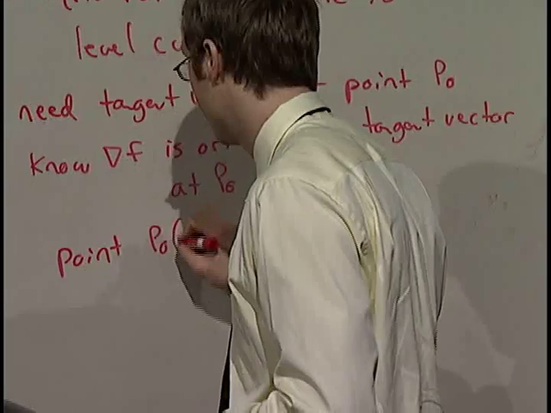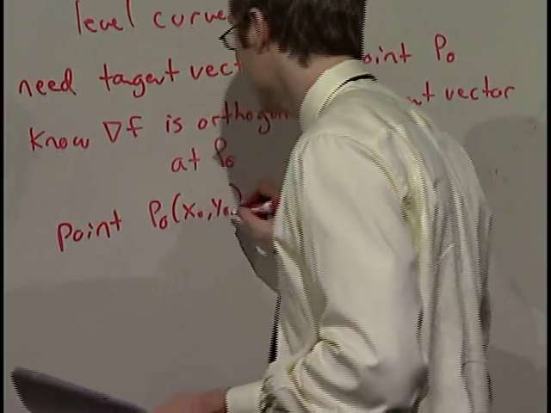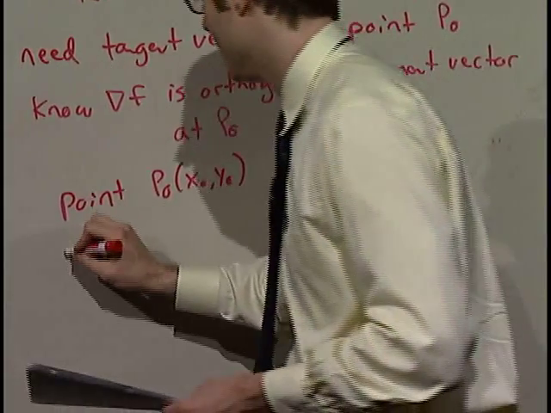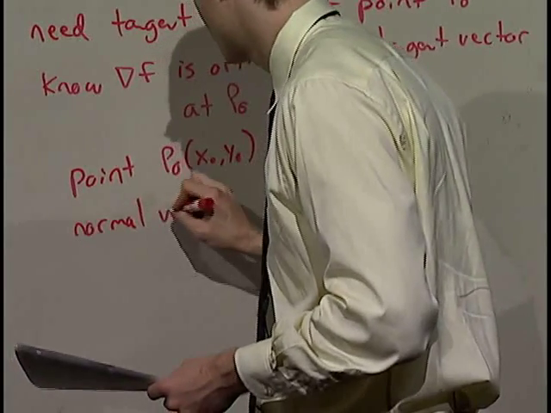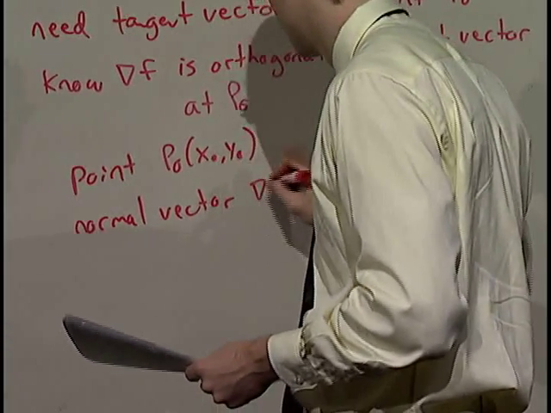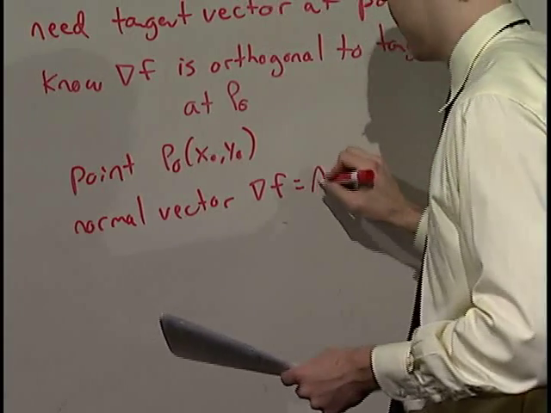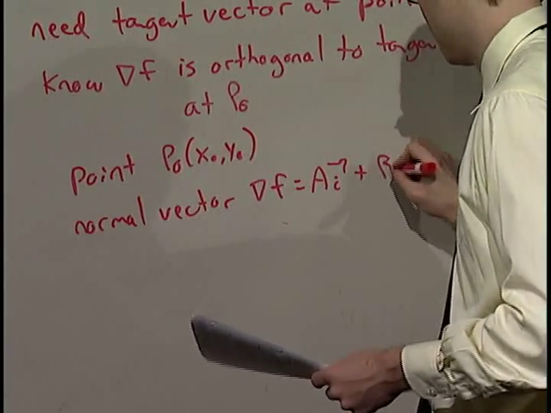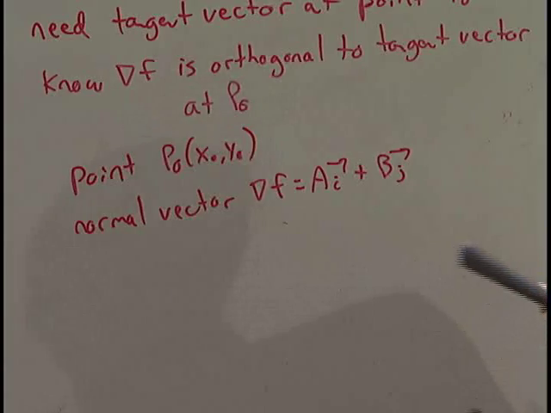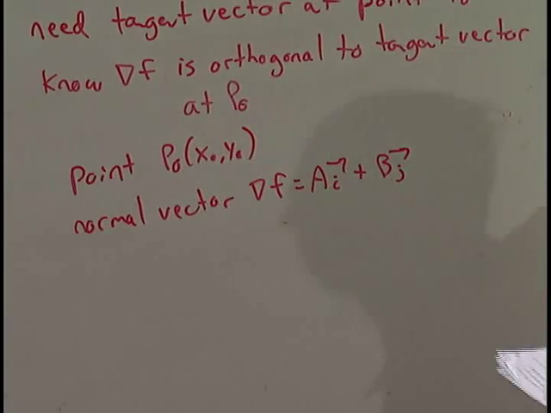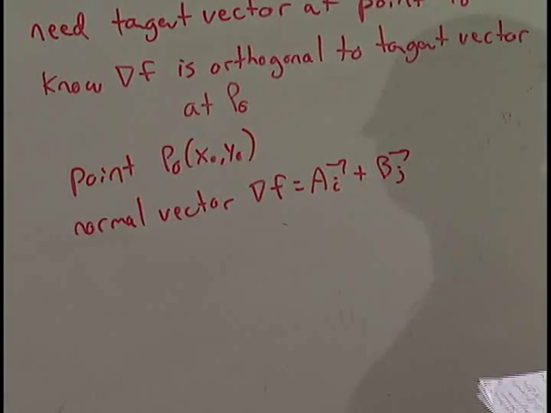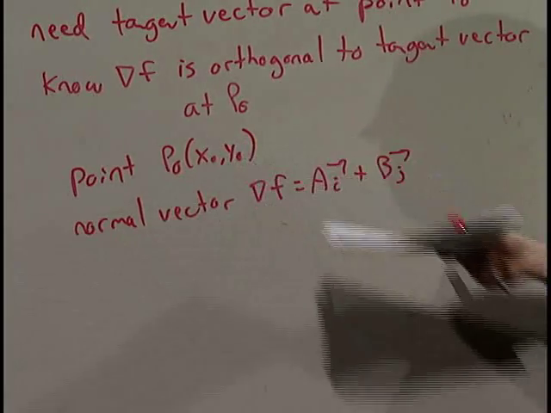Can we do this out? Maybe we can do this out. Yeah, this is kind of interesting. We have that point, right? We have the normal vector, grad f, which is maybe ai plus bj at that point, right? And so we want the line through that point, that normal vector there.